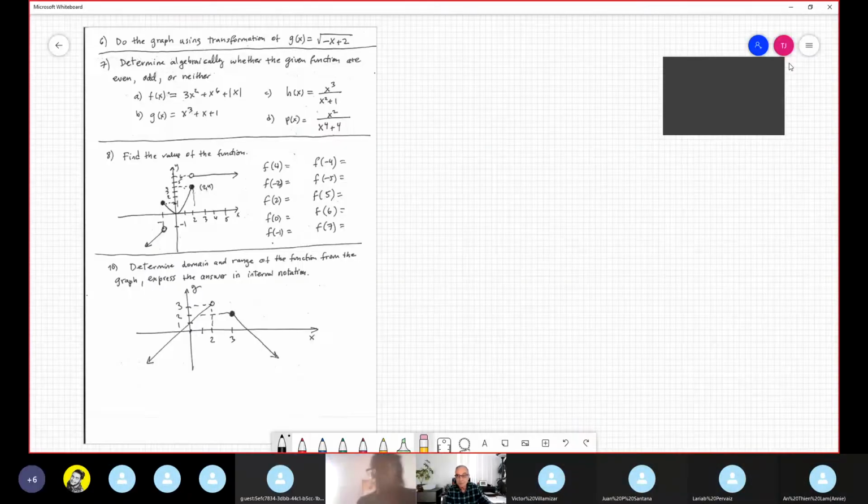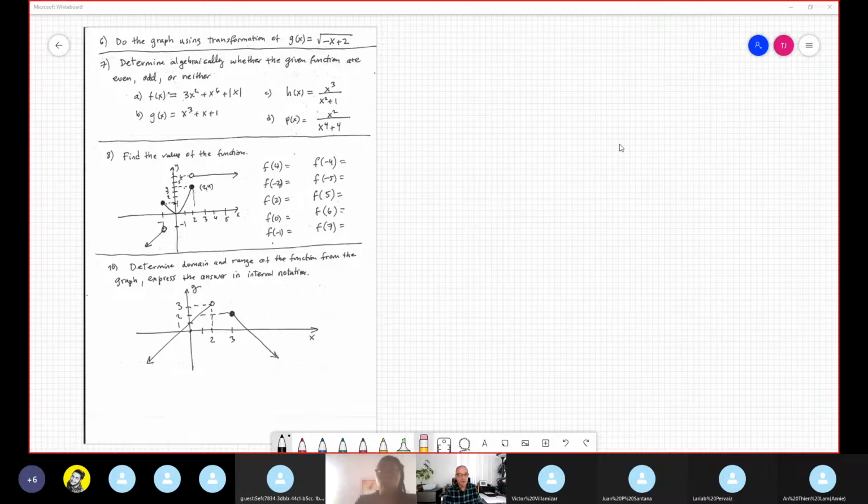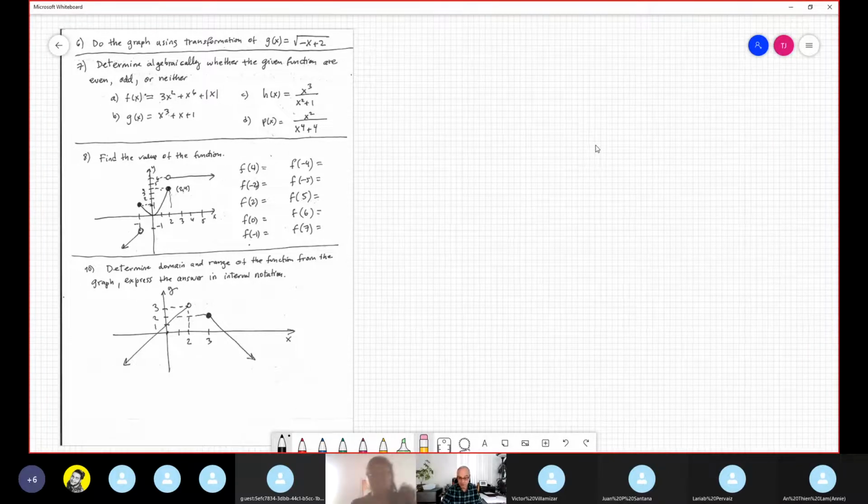Look, I remember very well we are doing question 6, now question 7. Okay, question 7, I never explained that part because I was waiting for that moment to explain. This is super easy, it's no big deal. Determine algebraically whether the given functions are even, odd, or neither.